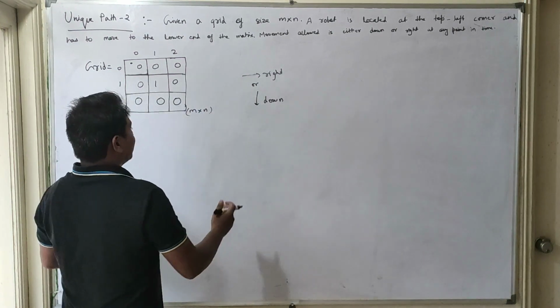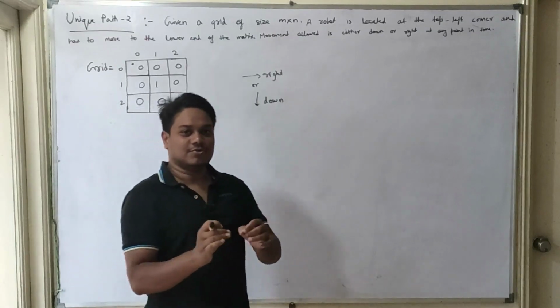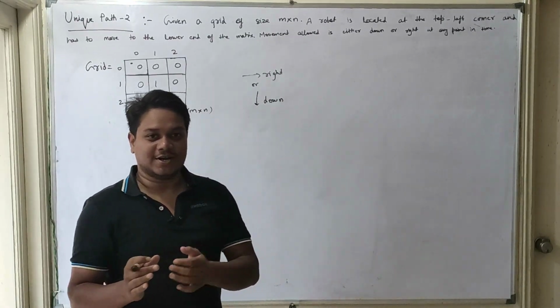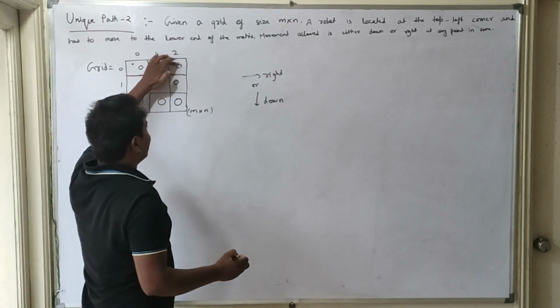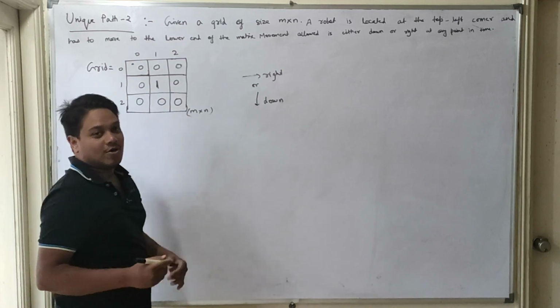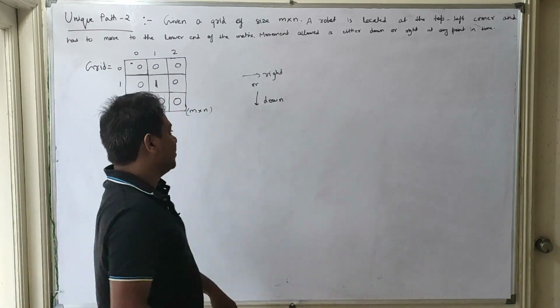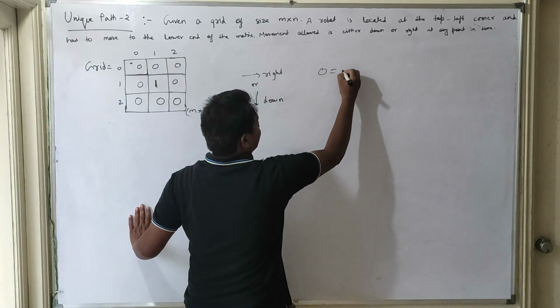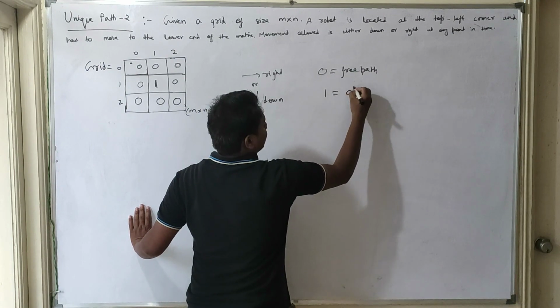The constraint is the robot can only move if we are having 0 at that particular index. So if we are having 0, then at that point of time the robot can move. But if we are having 1, then it is an obstacle. So robot cannot cross through the obstacle. So 0 is basically free path and 1 is obstacle.